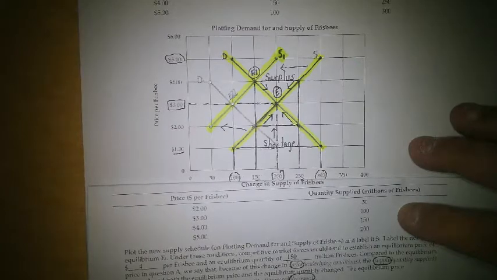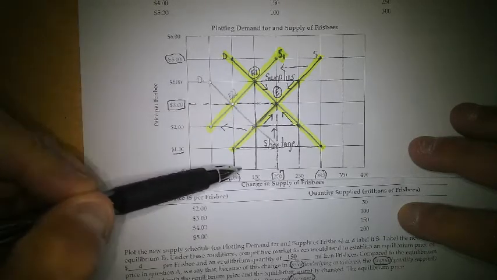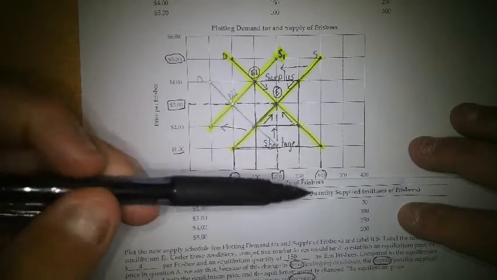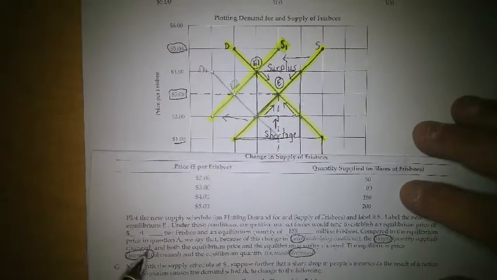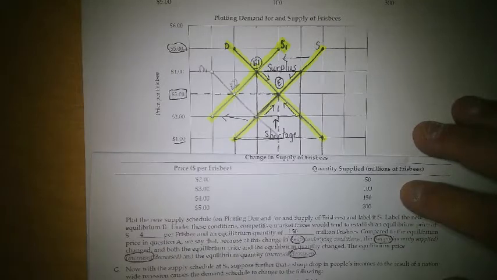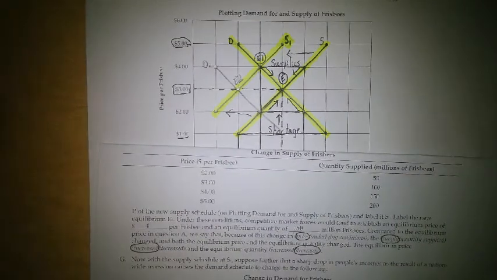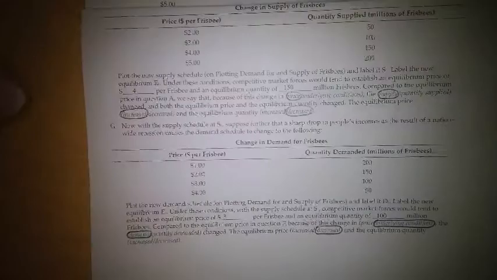Y'all see that? Y'all with me on that? And both the equilibrium price and equilibrium quantity changed. Obviously it changed. Price went up and quantity went down, right? So the equilibrium price, we would circle increased down here. Y'all see me? And the equilibrium quantity decreased. Y'all see how I got that? Y'all see how that works? Tell me if it don't. Anybody confused? Does everybody see why we got the answers that we got?